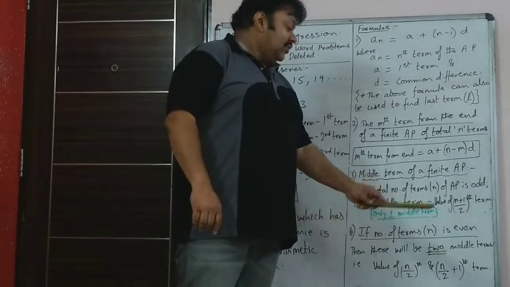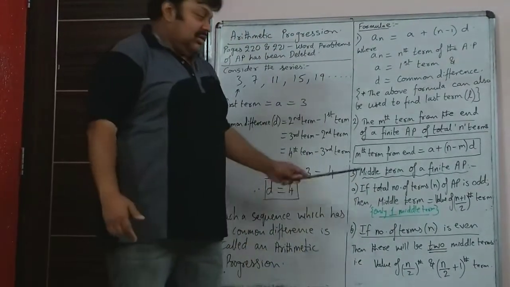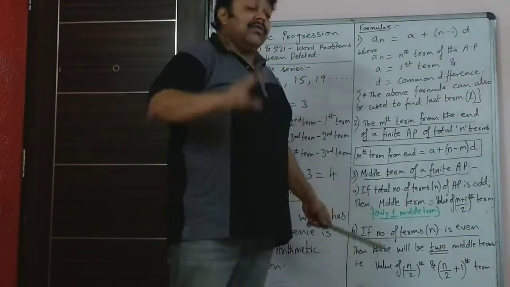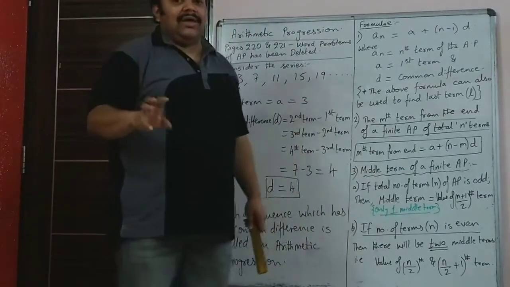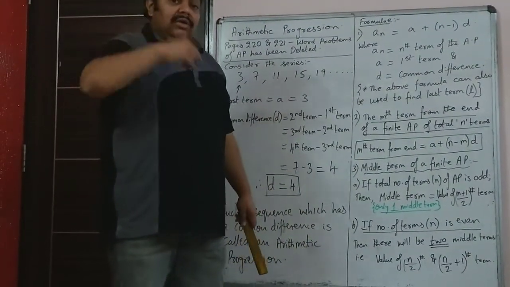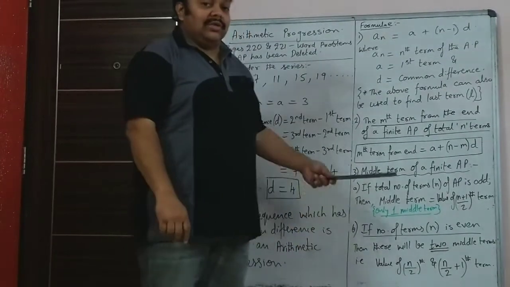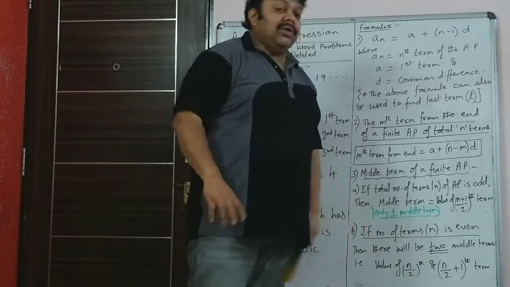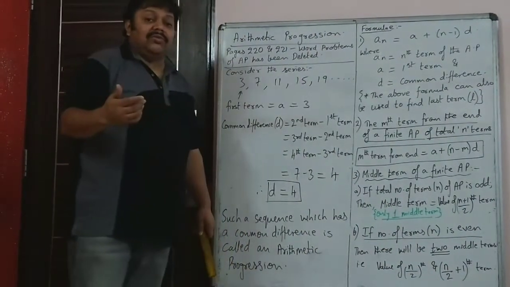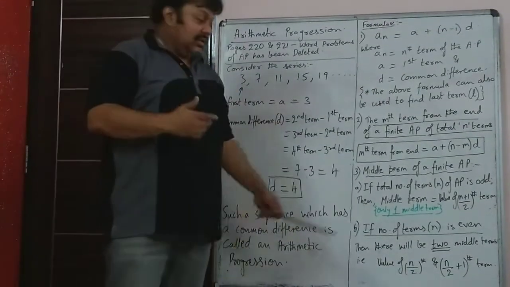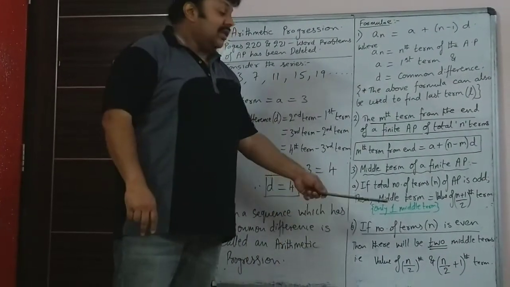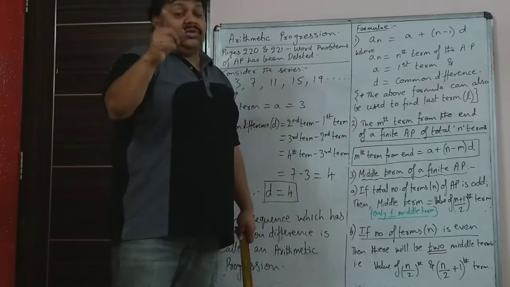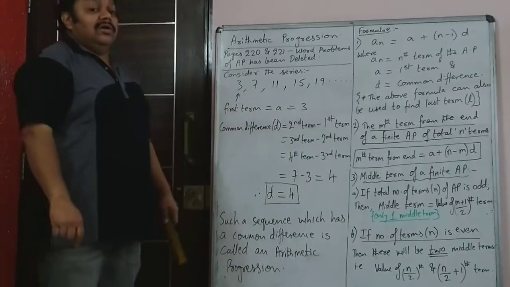Now, if the number of terms n is even, like let's say n is equal to 10, there were 10 terms in the series, then in that case there will be 2 middle terms. You're not going to take the average or anything like you did in median. In this case, the 2 middle terms would be the n by 2, that is the fifth, and n by 2 plus 1, that is the sixth term. So how many middle terms will be there in a 10-term AP? There will be 2, the fifth and the sixth term. Then you have to write whatever is the value of the fifth term and sixth term. Of course, the sequence has to be first arranged in ascending order.